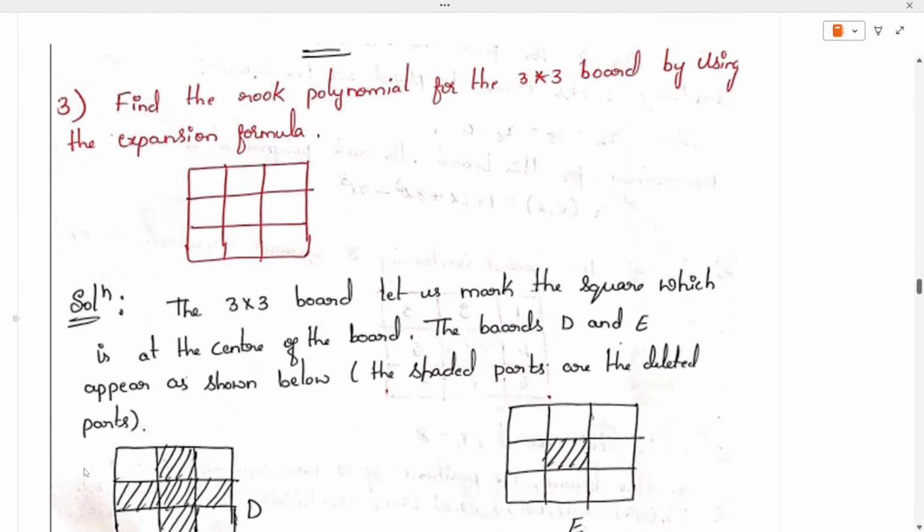Next, about the rook polynomial, one question I'll be showing in this video. Next, all the rest I'll be uploading in one shot videos. See, they have given the 3x3 board, right? That is an empty board. Now you have to fill it in such a way that it should not mark the shaded part or deleted part.